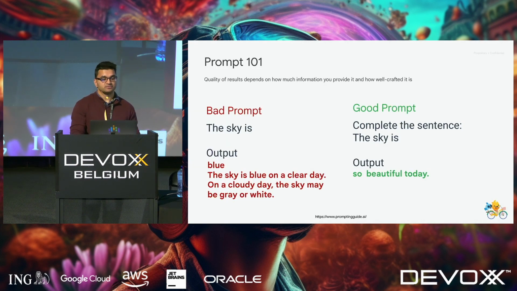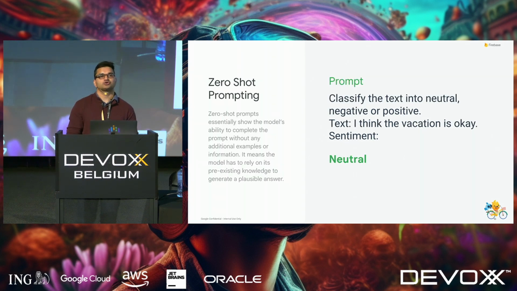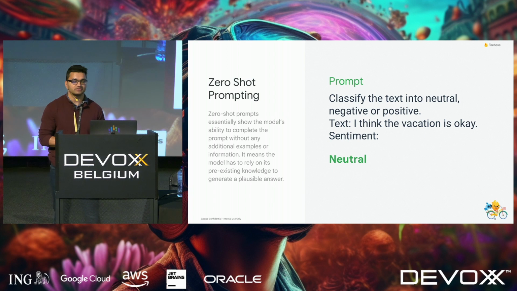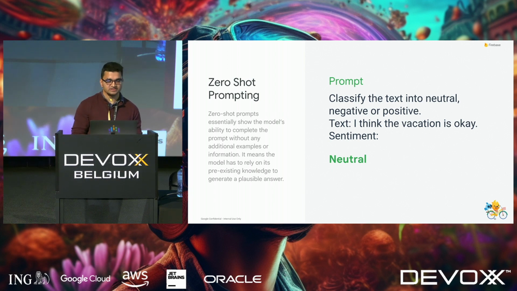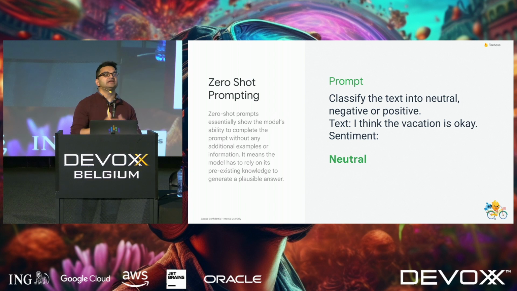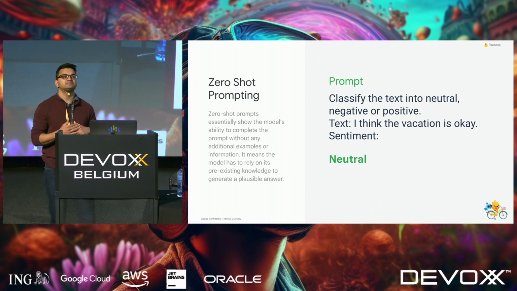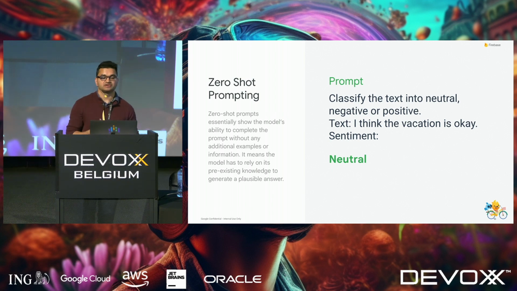And so we just spoke about prompting. Now let's talk about the two most common kinds of prompting that are available out there. So one is zero-shot prompting. Zero-shot prompting essentially means that the model completes the prompt without any additional examples. It's purely based on the data that it has trained on, and that's it. It has to use its pre-existing knowledge to generate a plausible answer.